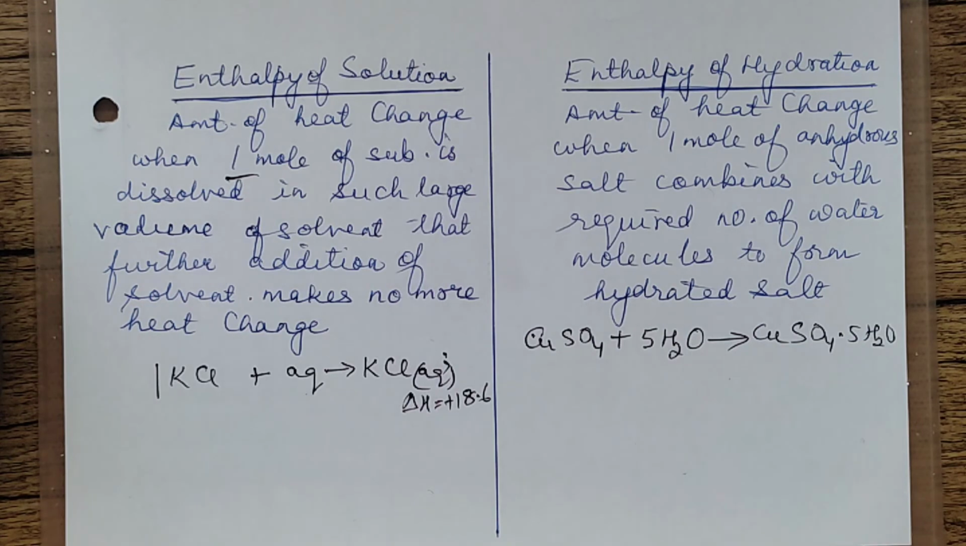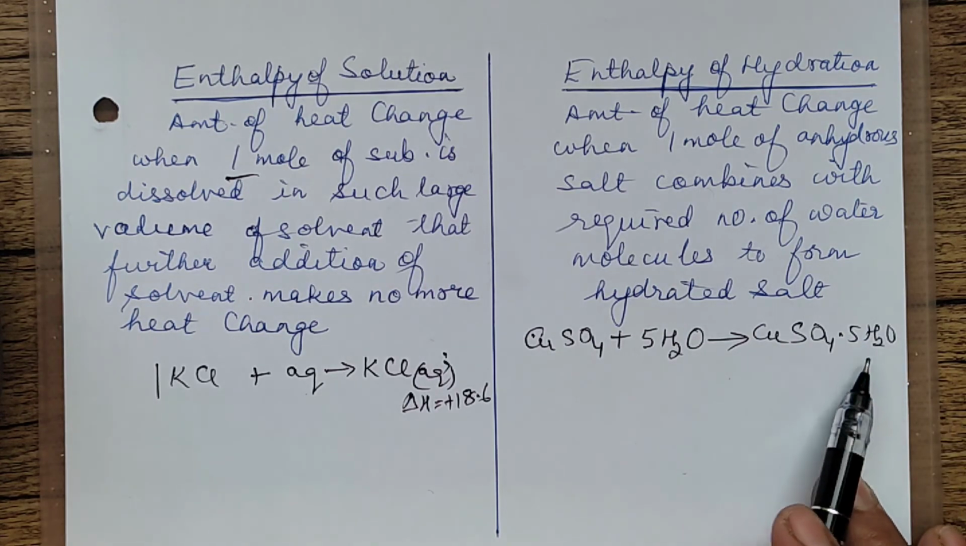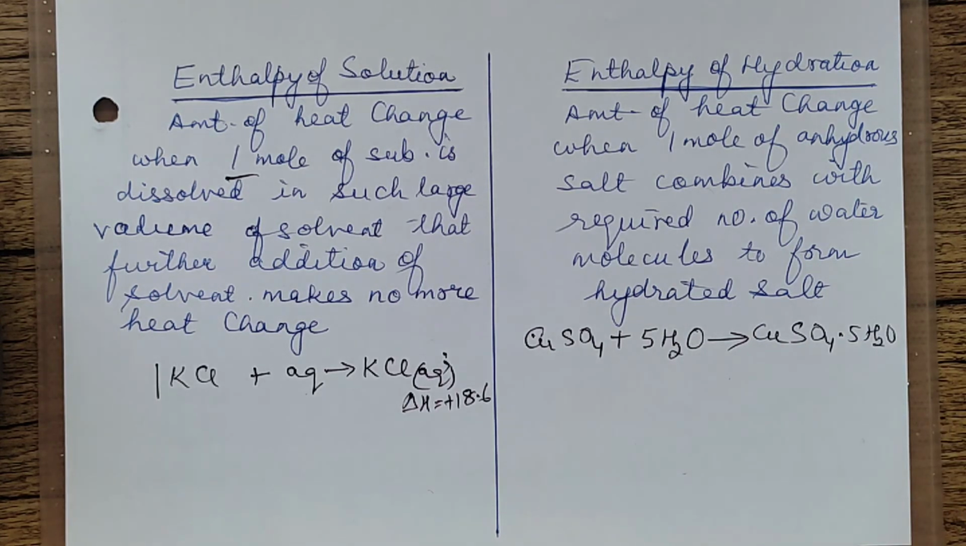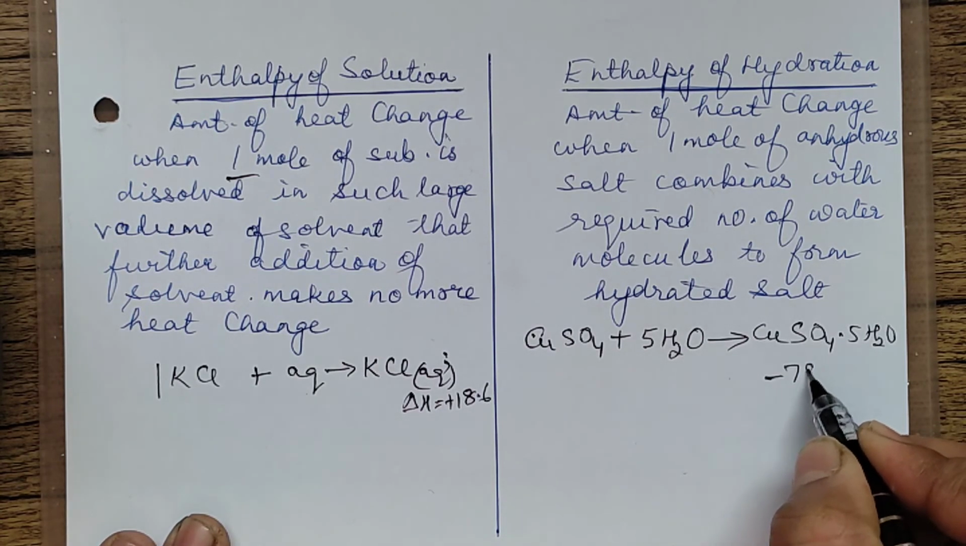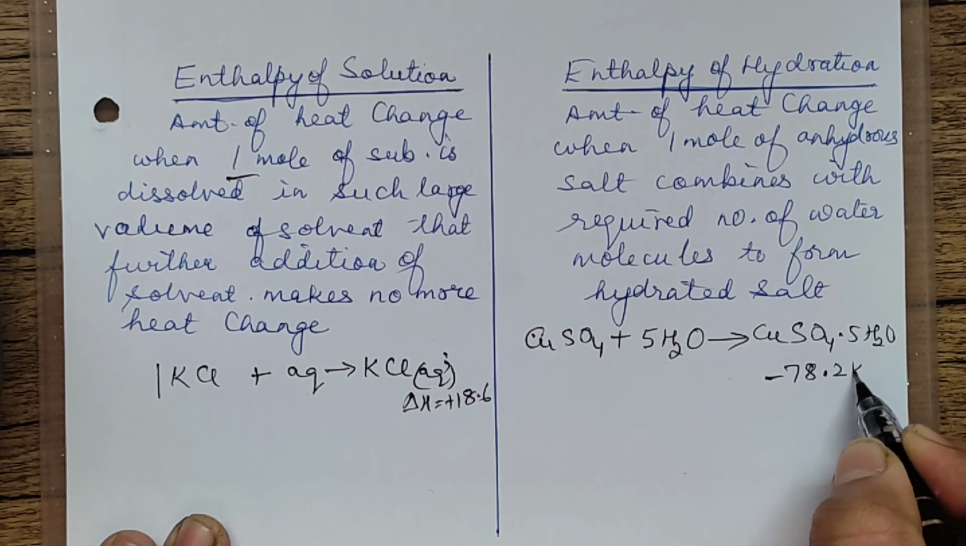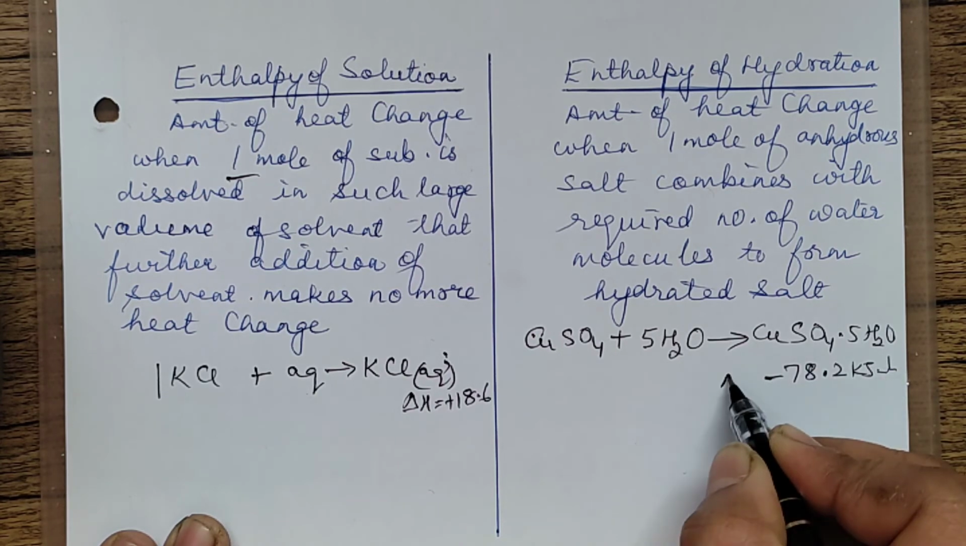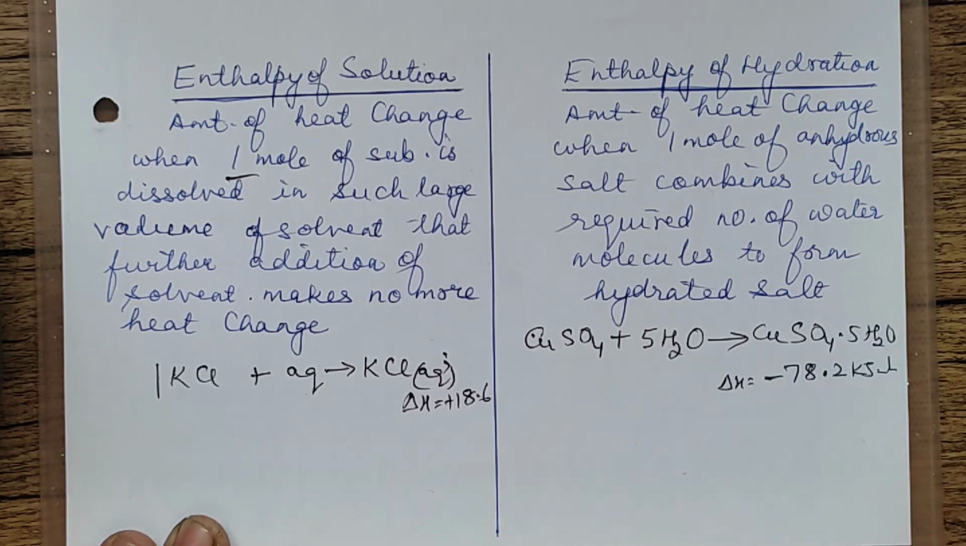In the process of formation of the hydrated salt from the anhydrous salt, what is the heat change taking place? That is called the enthalpy of hydration. For example, in this case, it is minus 78.2 kilojoules per mole. This is in terms of delta H. Okay, for every substance, it will be different.